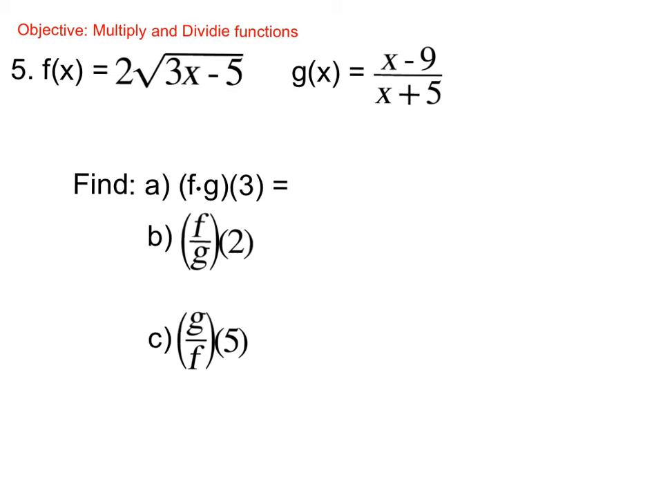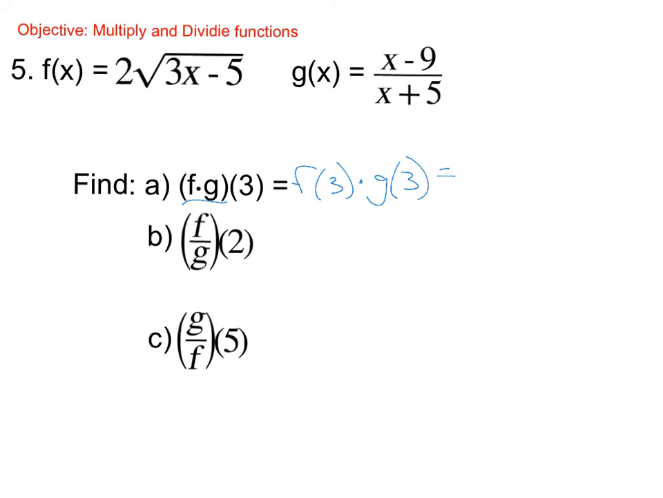All right. f times g of 3. So now we're going to plug in. So you have an option. You can multiply out and then plug in 3, or you can plug in 3 independently and then multiply your answers. For these, I think it's easier just to do that. So I'm going to find f of 3 first, then g of 3, and then multiply.